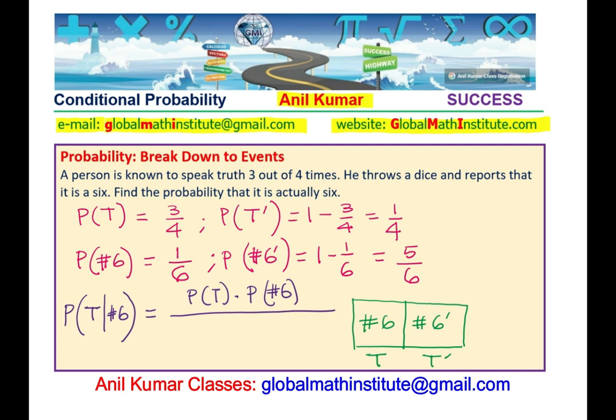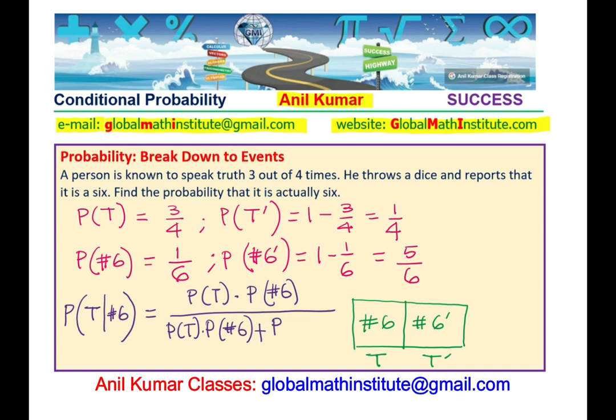And total number of ways in which you can get a 6 is if it was really a 6 and he is speaking truth, that is the same thing, that is probability that it is truth and it is a 6. But there is another way of getting it, and that is it is not a 6 and he is telling a lie. So, not a 6 means 5 by 6, right?